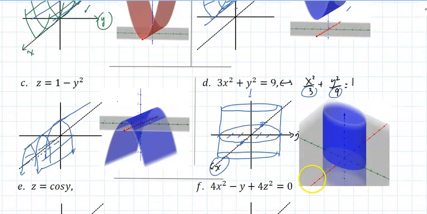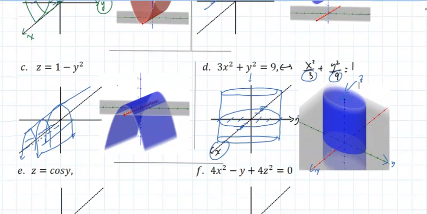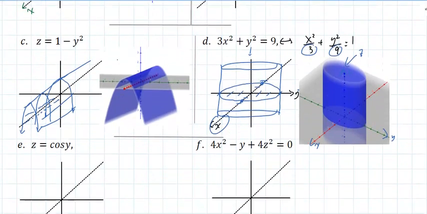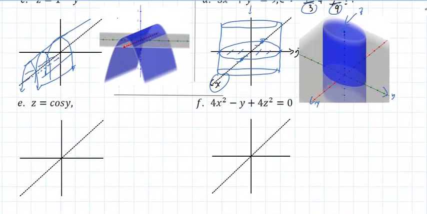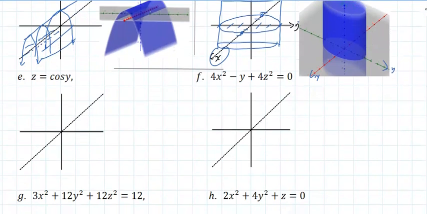And there it is. Again, if you glance at this, this is the x, this is the y, and this is the z. You'll notice there's more stretch along the y than there is along the x.